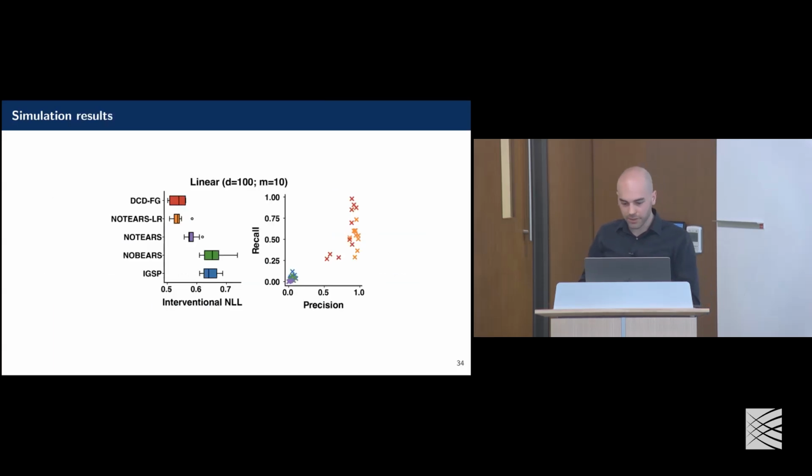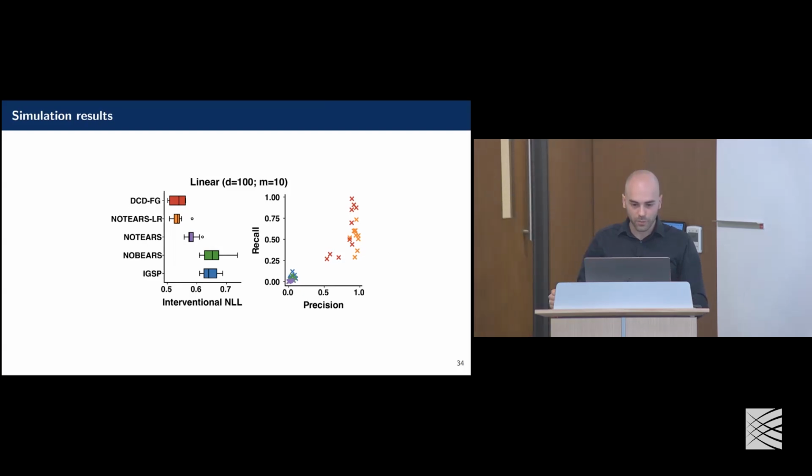So the results look like this. We look at two things again. On the left, we have the fit on the held out interventions. On the right, we have a precision recall, the quality of the graph. And this is a linear benchmark. In the linear benchmark, you can see that two methods work well, DCD-FG and NOTEARS low rank. Actually, in terms of median, NOTEARS low rank is better. It looks like DCD-FG is a bit more unstable. And the other methods don't work at all. These methods have never been really evaluated on more than 50 nodes or something like that. So that might explain the discrepancies.